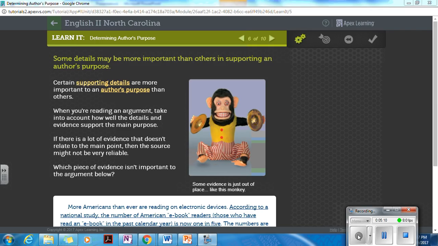The next thing we want to know in analyzing author's purpose is that details are important. And some details are more important than others when supporting an argument in author's purpose. So when you're reading an article, an argument, an opinion, or even a piece of fiction, you want to take into account how well the details and the evidence support that main purpose. If there's a lot of evidence that doesn't relate to the main point or the claim, then the source is probably not going to be very reliable. And as a reader, you're going to get a little bored and you're going to want to take away from their argument.